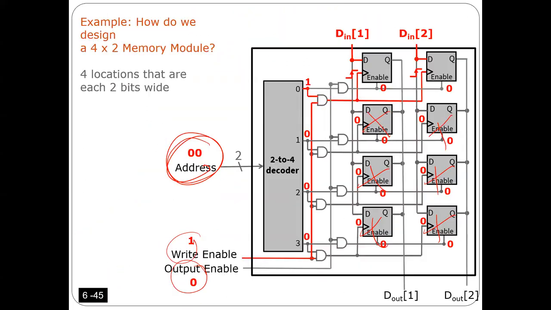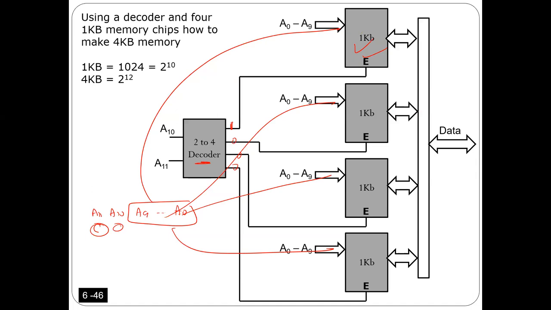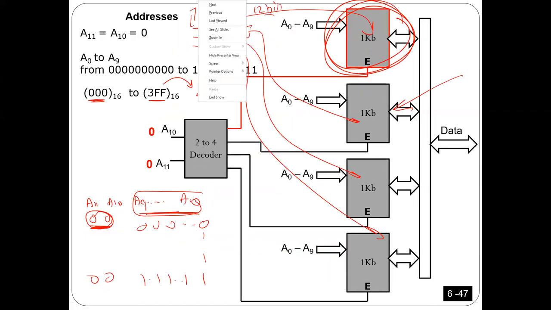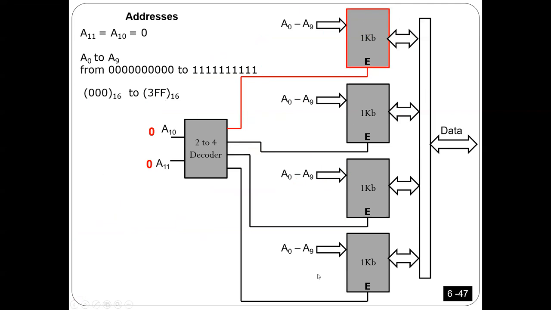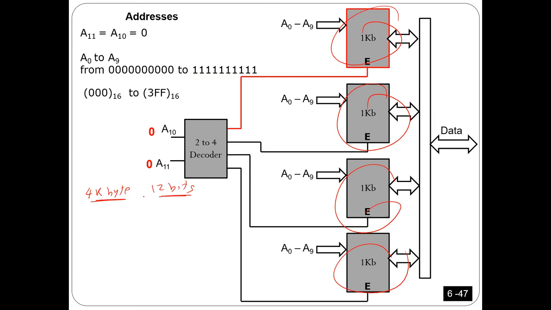Conclusion. Look here, guys. I was able to create 4K byte memory out of 1K, 1K, 1K, 1K. In case of 4K byte, I should have 12-bit addresses, 12 bits in the addresses, which is actually starting from 000 until FFF. These are the addresses in hexadecimal, because here you have three values, which should be 12 bits. Okay, let's look at the results I got.